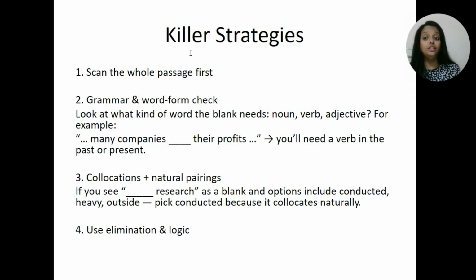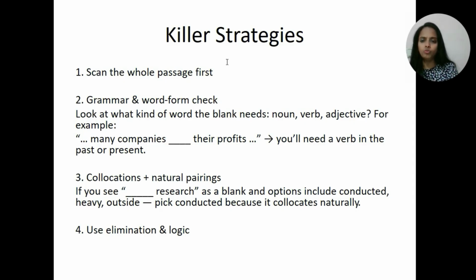Got it? And use elimination and logic. If you're unsure, eliminate options that definitely don't fit in meaning or word form. Since there is no negative marking, guess smart rather than leave blanks. The strategy is context plus grammar plus elimination.